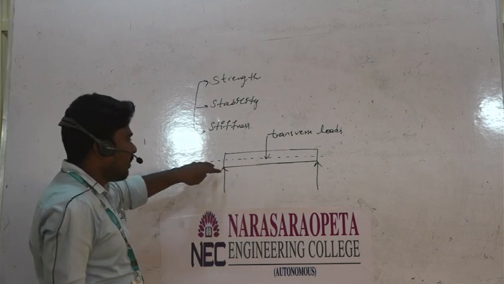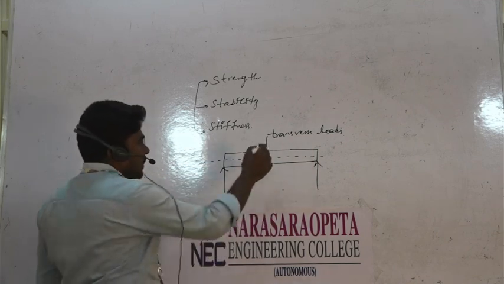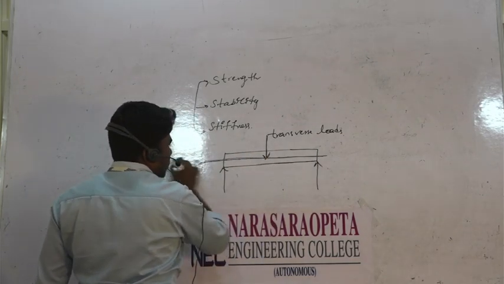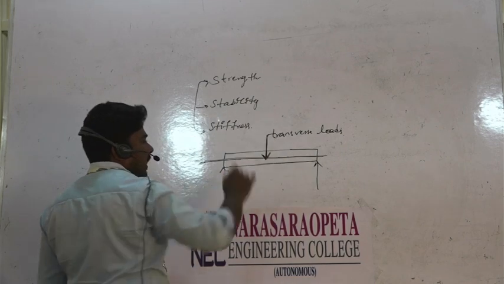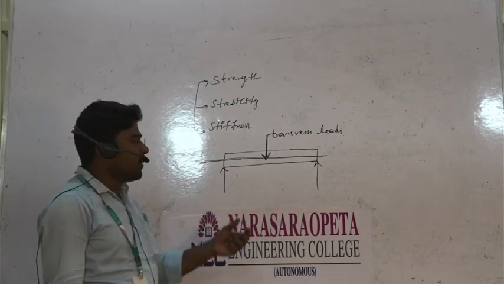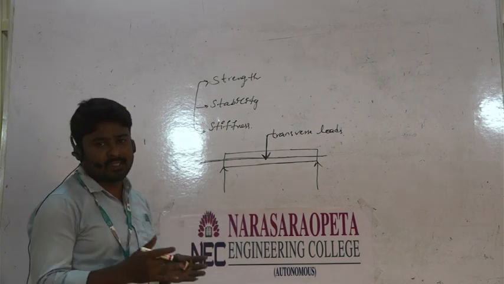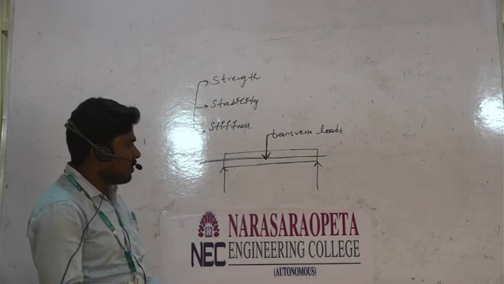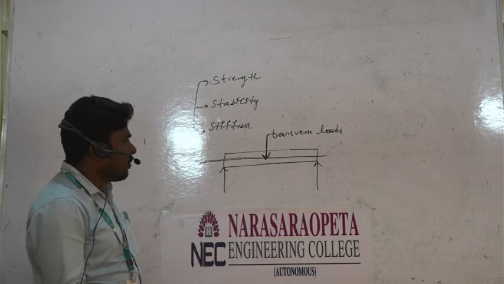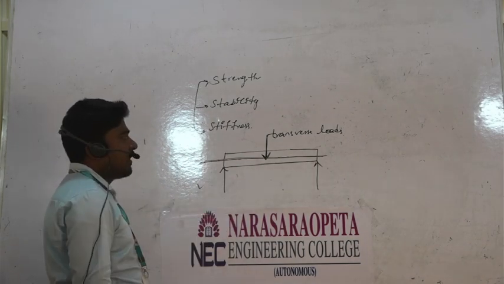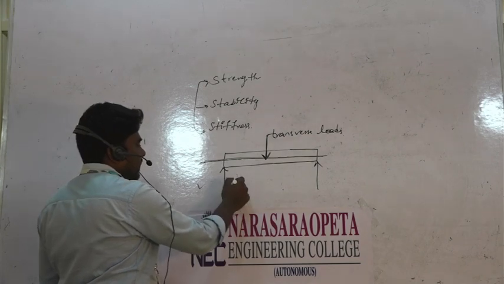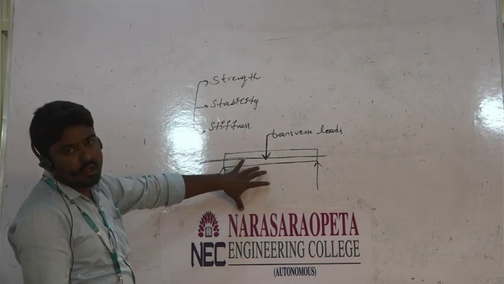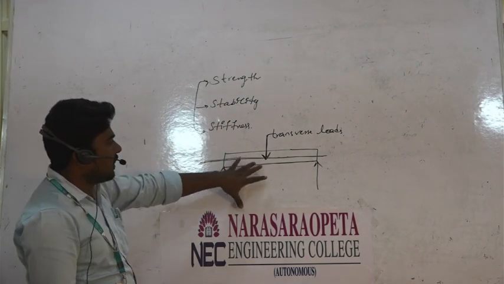Transverse load means the load acts perpendicular to the axis of the member. So a beam is a structural member which carries transverse load. Like we take a simply supported beam, we take this member and identify whether it satisfies the three requirements of strength, stability and stiffness. Then we conclude the final analysis of the member.